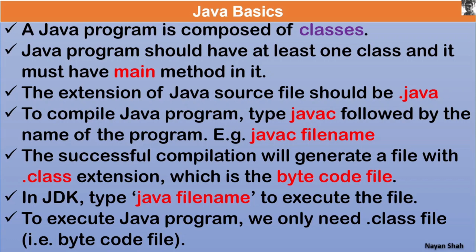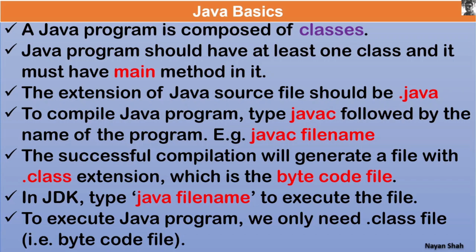The extension of a Java source file, when we type a Java file in Notepad or any IDE, should be .java. Now, how to compile a Java program? To compile a Java program, we need to give the command javac followed by the name of the program. For example, javac followed by the file name. If the file name is calculation.java, then it should be like that.